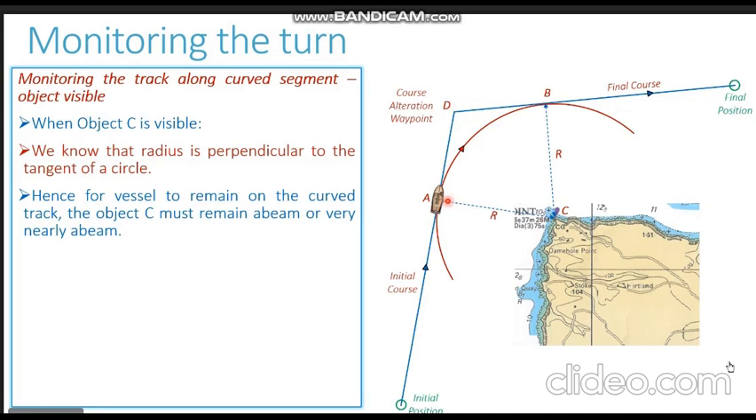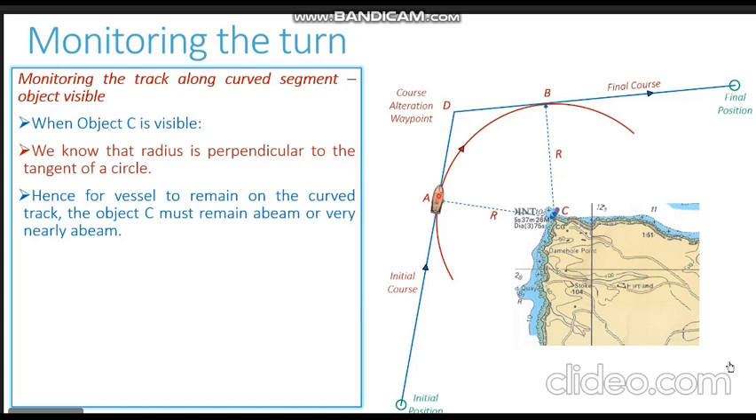It will be abeam of the ship. The fore and aft line of the ship represents the tangent to this turning circle. You remember the initial course was drawn at a tangent to the turning circle. And the bearing of the lighthouse represents the radius of this turning circle. Both are at right angles, 90-degree angle. So that means the lighthouse would be abeam.